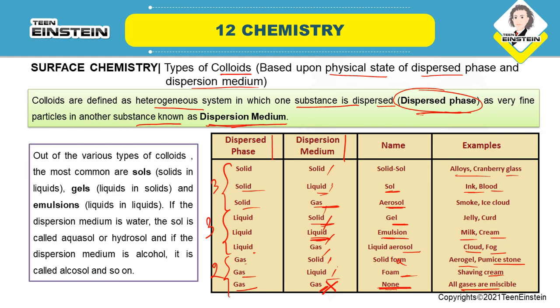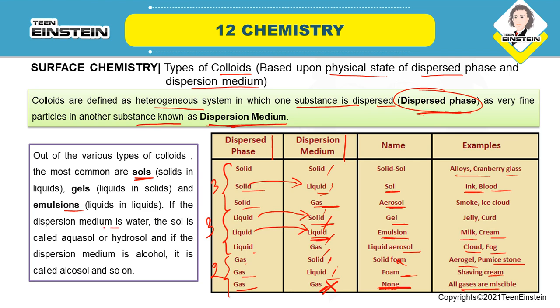Out of these different types, the most common are sols, that is solid in liquid, and that is ink, blood. Then gels, liquid in solid, though compared to sols and emulsion these are less common. And emulsion, liquid in liquid. So these three are mainly very common.